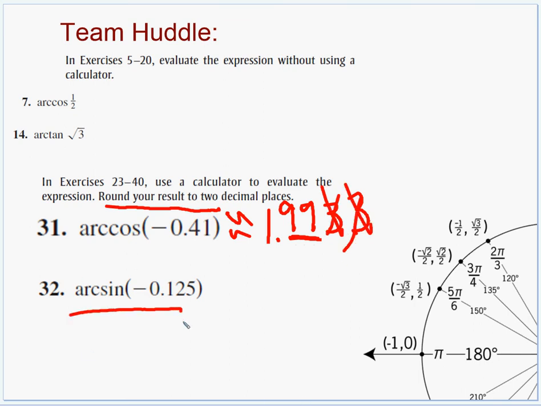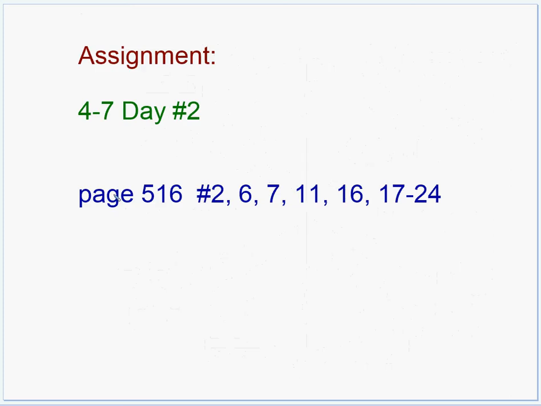Up next, arc sine of that. 0.125, I make it negative. Second function sine, I get approximately negative point. Well, again, to 2 places, this is 0.13, so the arc sine of that is -0.13.